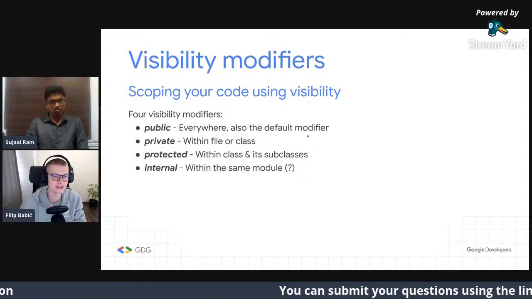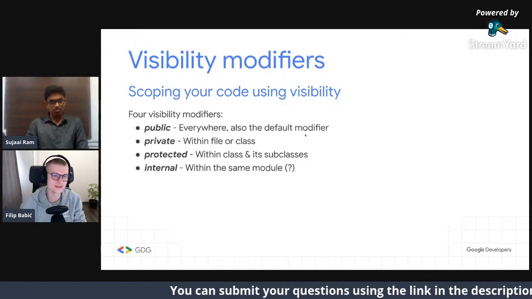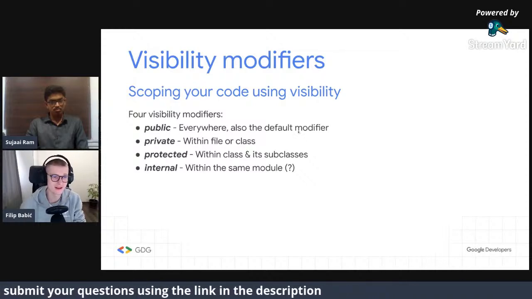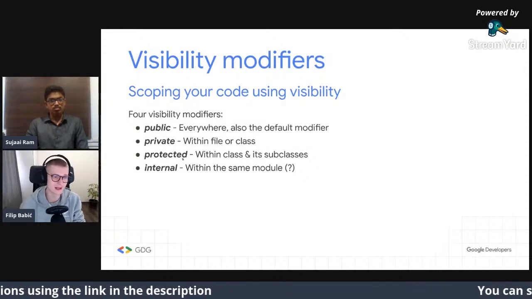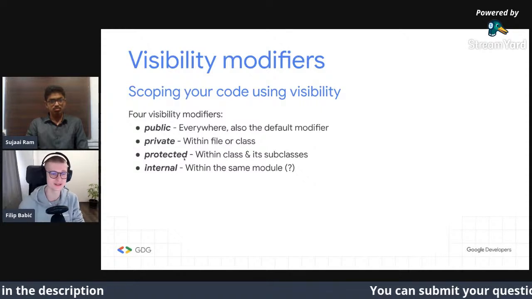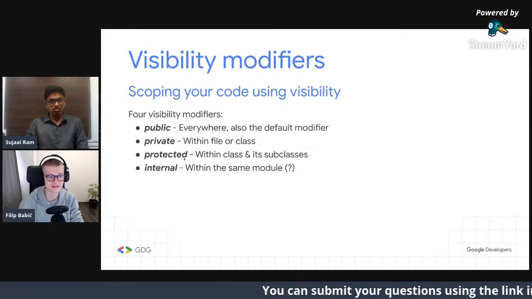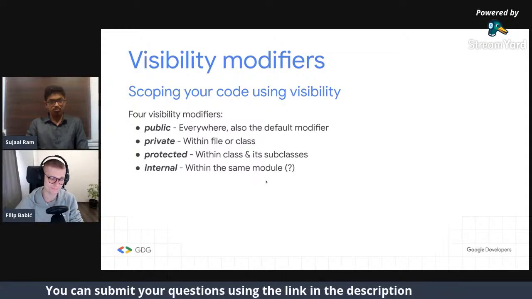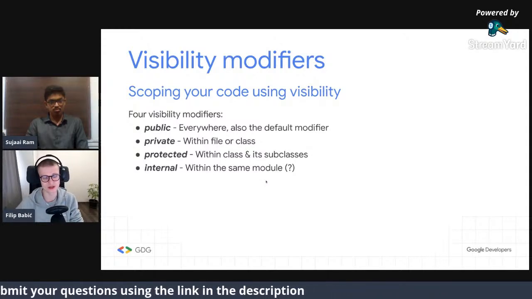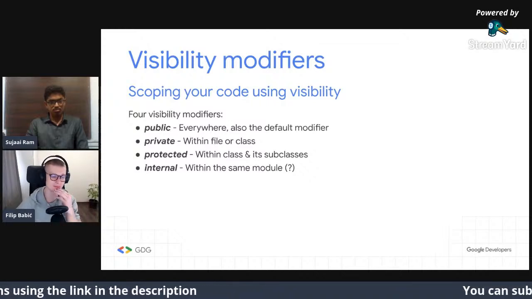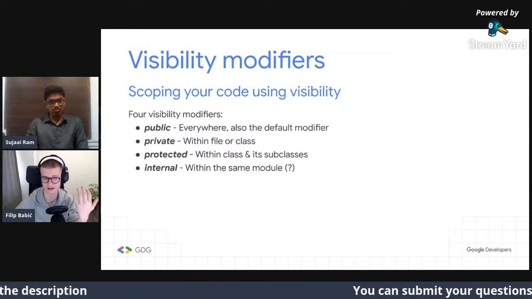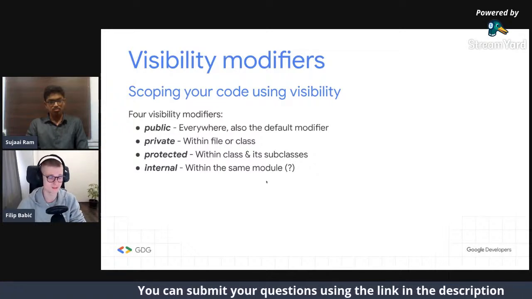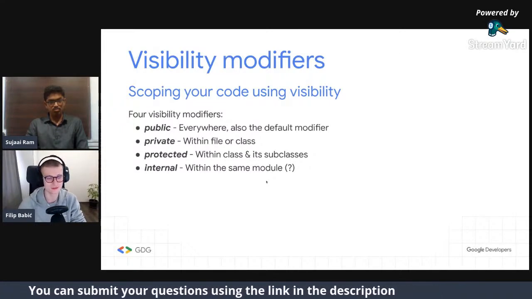So everything is public by default. Whenever you don't have a visibility modifier, something is public. If you want to have something private, you just add private. Protected means protected within the class or its subclasses, so this is for inheritance. And internal means within the same module. This is a bit different as compared to Java and things like that. This is really useful when you have multiple modules in a project, like in an Android project, where you want some functions to be visible within that module and not outside of the module.